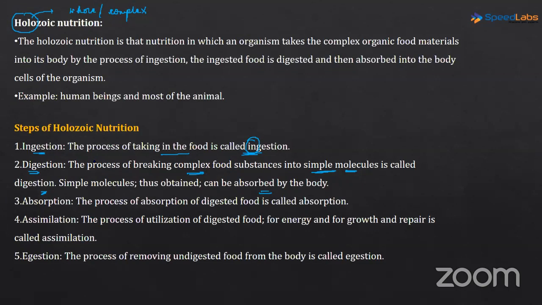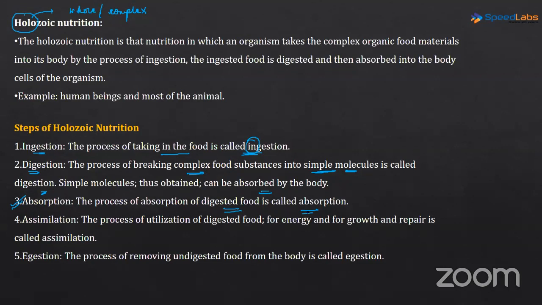Now the digested food needs to be taken inside the body. It needs to go into the blood so that the process of transportation can happen, so that the simple molecules that have come into the blood can reach different cells. Okay. The third step is absorption. The process of absorption of digested food is called absorption.